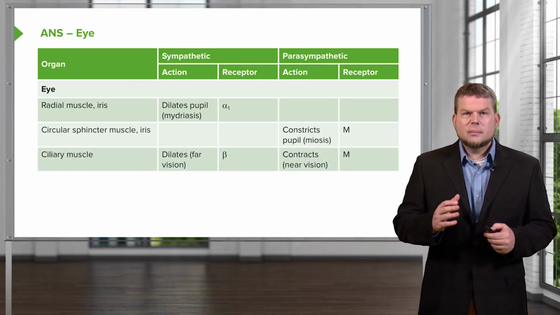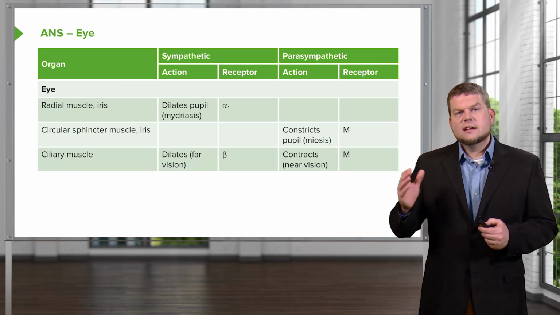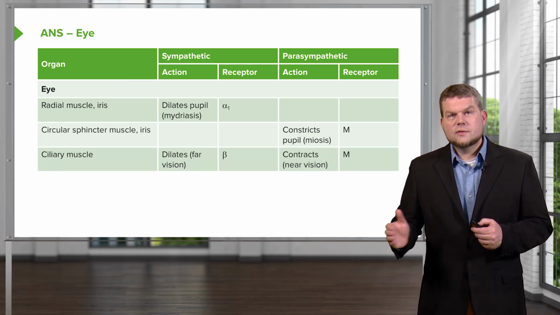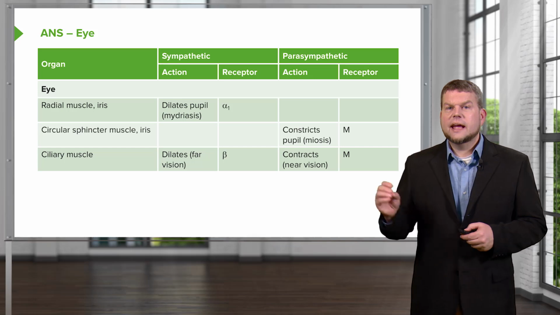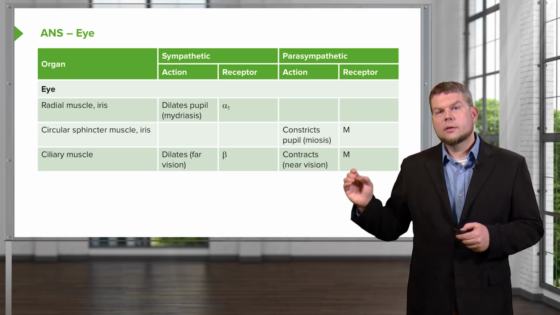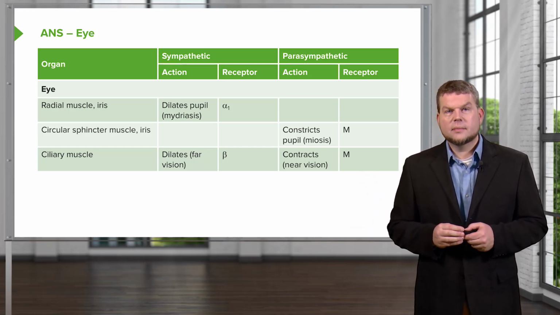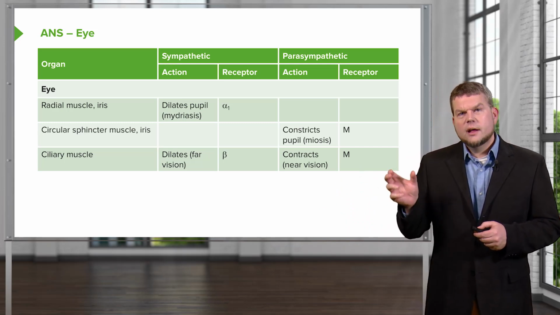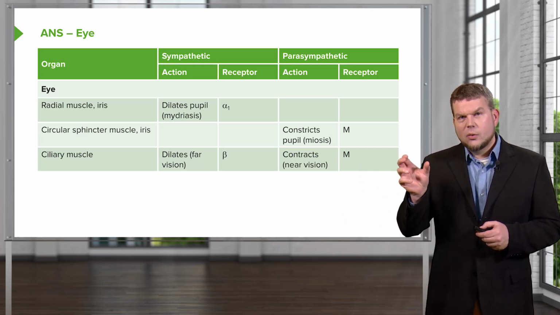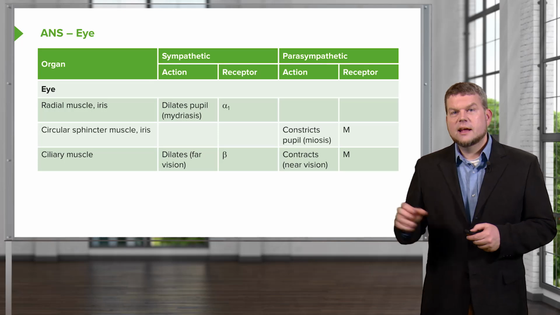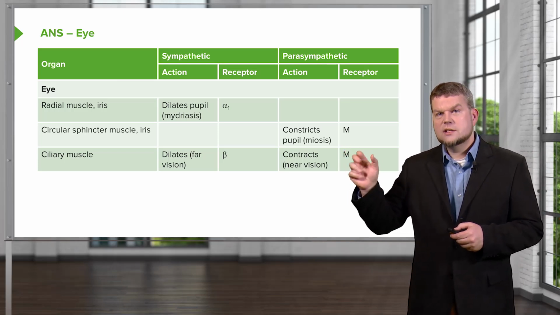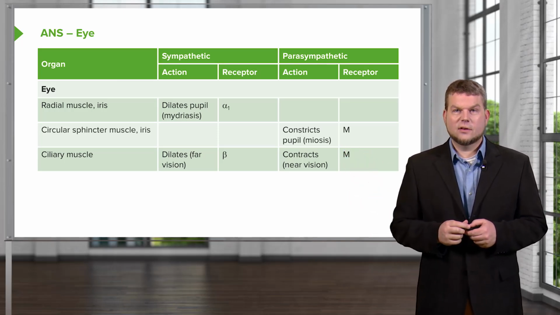Finally, as you think about ciliary muscles, there can be dilation that occurs from the sympathetic nervous system and constriction for the parasympathetic nervous system. So as you can see here, the dilation seems to be more sympathetically mediated and the constriction and contractions more parasympathetically mediated.